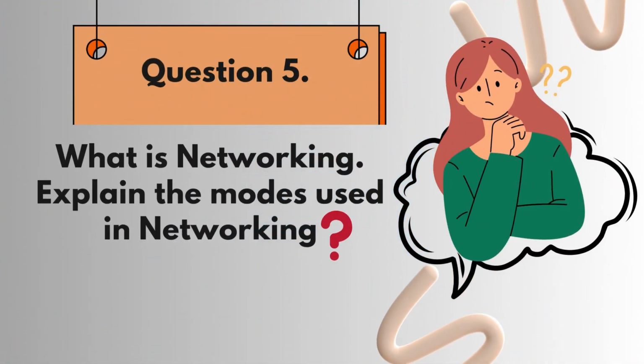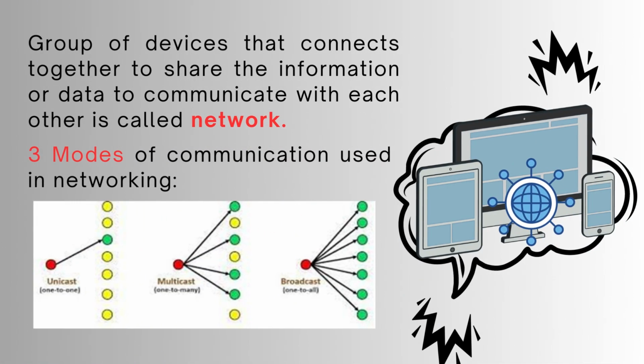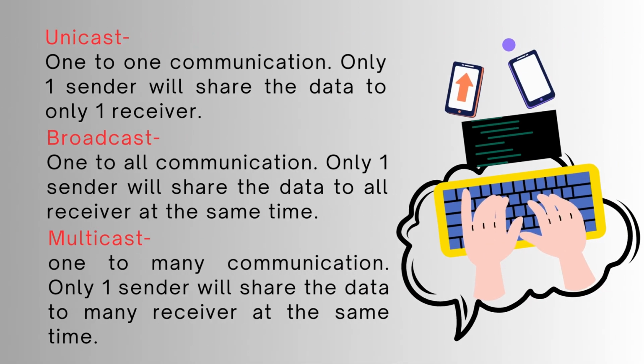Question 5. What is networking? Explain the modes used in networking. A group of devices that connect together to share information or data and communicate with each other is called a network. There are 3 modes of communication used in networking. Unicast.